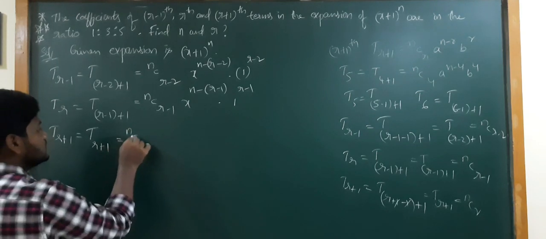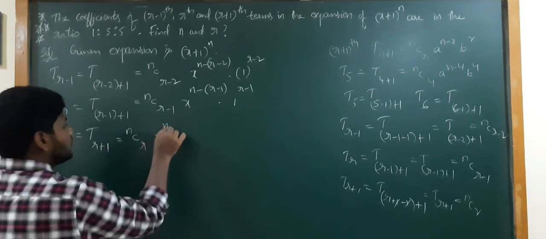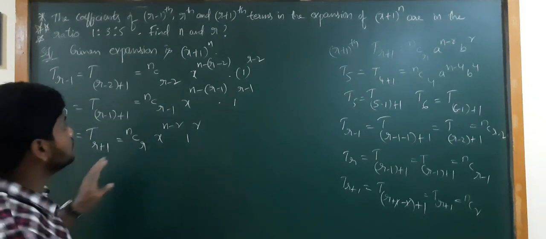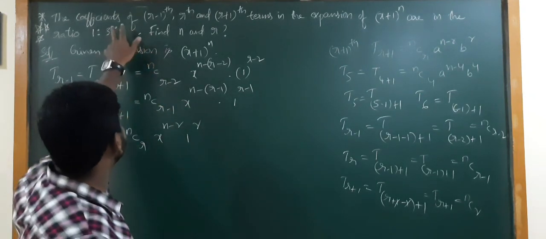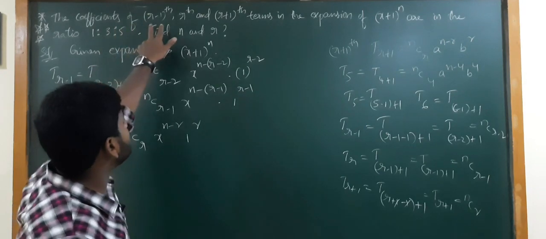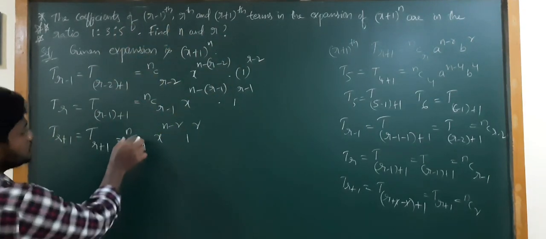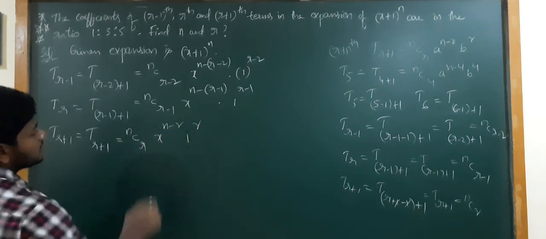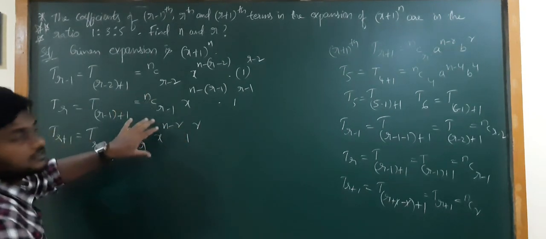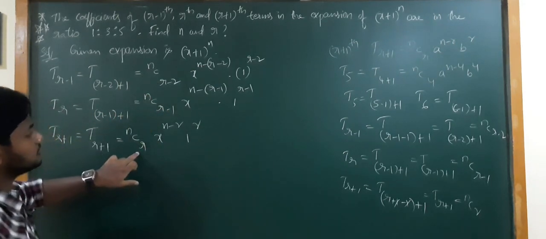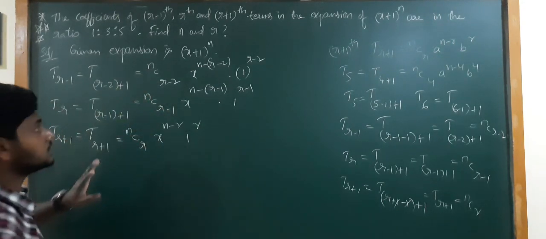Next, this is nCr x^(n−r) · 1^r. Now, by using this, we need the coefficients of the r−1th, rth and r+1th terms in the expansion, which are in the ratio. See, coefficients. Coefficient means what? Instead of x, we need to take this. So what are those? nC(r−2), nC(r−1), nCr. Only these are the coefficients.